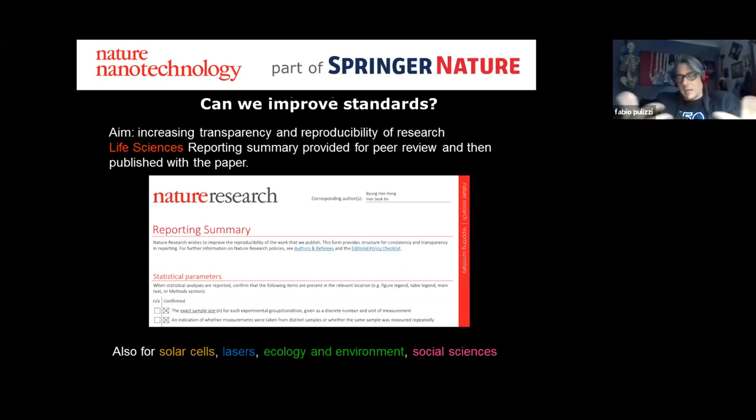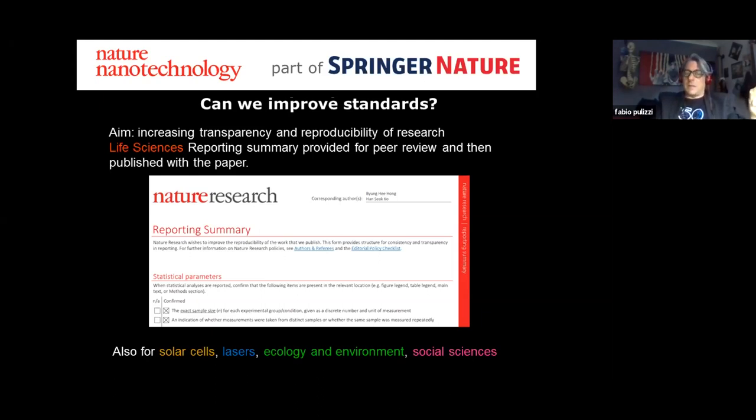Now, I have to say, being a physicist, I'm not really an expert on the details of this, but the most important aspect is this, that we are asking people to be very explicit about the way they have done their experiments, particularly, for example, how many samples have been used, how many replicas, how many are real replicas, how many are virtual replicas, and so on. And this was adopted by Nature and by all the life sciences journals, and by Nature Nano and Nature Materials as well, for those papers that are really using animal studies or are anyway in the life sciences.